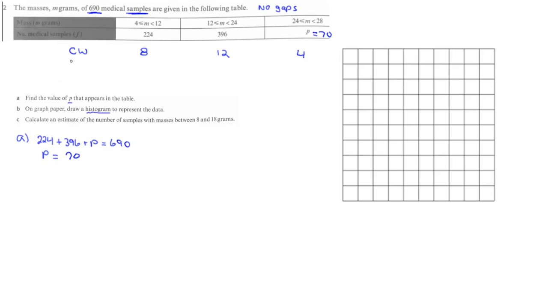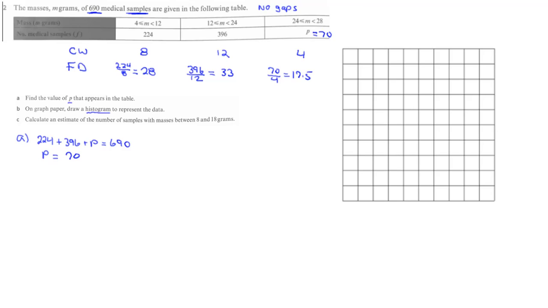Next, for our histogram we need to come up with the frequency density. That's going to be the frequency divided by the class width. For the first one, that's 28. The second one is 396 divided by 12, which is 33. And the last one, we're going to do 70 divided by 4, and that's going to be 17.5. So those are our frequency densities.